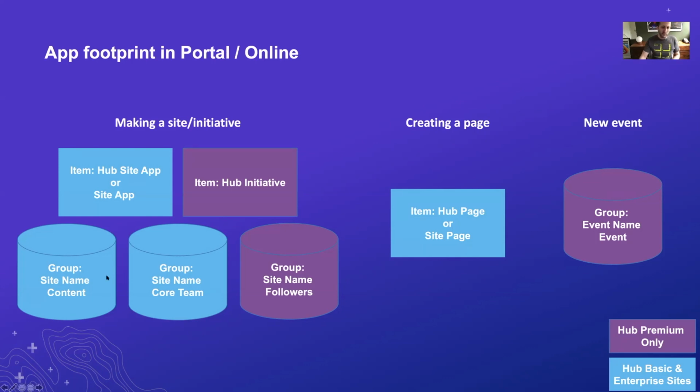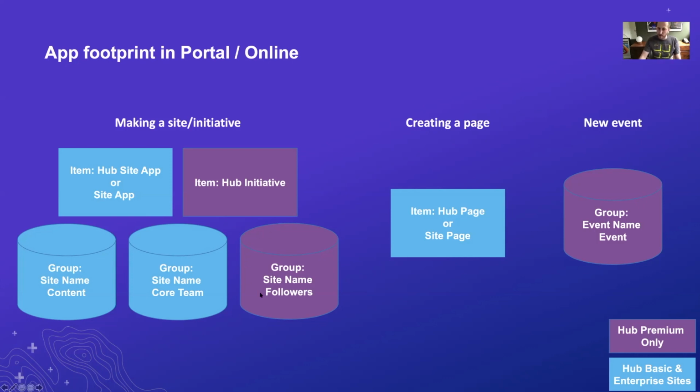I also get some groups behind the scenes. The content group is what's powering those search results and the content library that we were just looking at. And the core team powers the ability to do shared editing of content, like the site itself. So depending on your privileges, you might not have some of these groups when you create it, but if you're a fully privileged user, you're going to get all of these items.